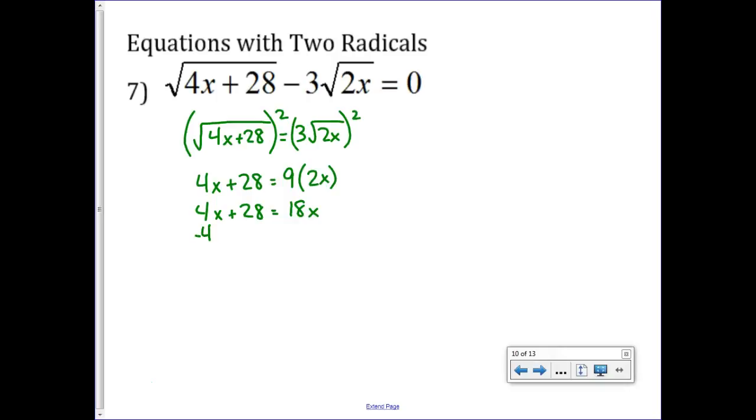So I'm going to move the 4x over. So I get 28 is equal to 14x. Divide by 14 on both sides. So 2 is equal to x.